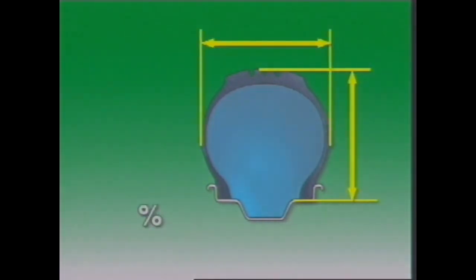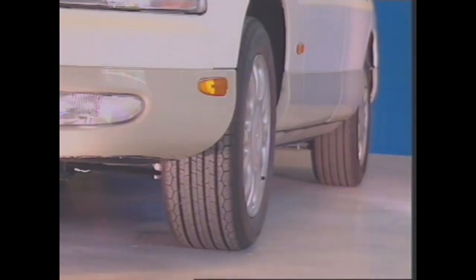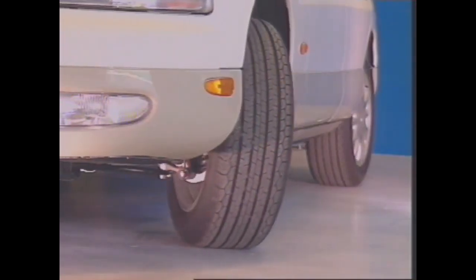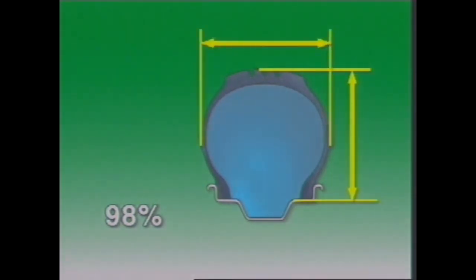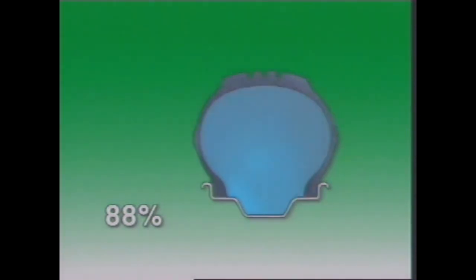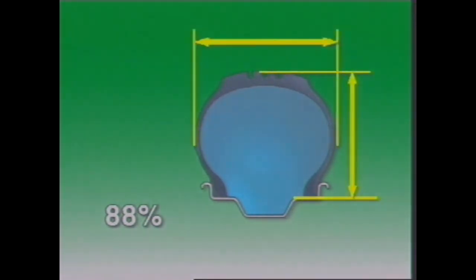The aspect ratio of a tyre is the ratio of its height to its width. It is usually given as a percentage. The lower a tyre's aspect ratio, the wider the tyre is in relation to its height. An aspect ratio of 98% means the section height of the tyre is slightly less than the section width. This is called a cushion or balloon tyre. An aspect ratio of 88% means the height is 12% less than the width, giving a lower profile. It is called a medium-low profile tyre.